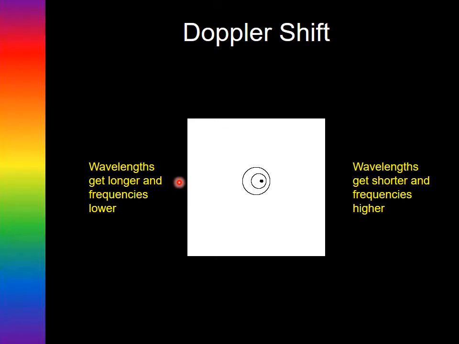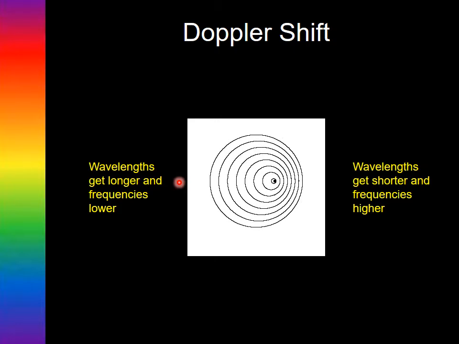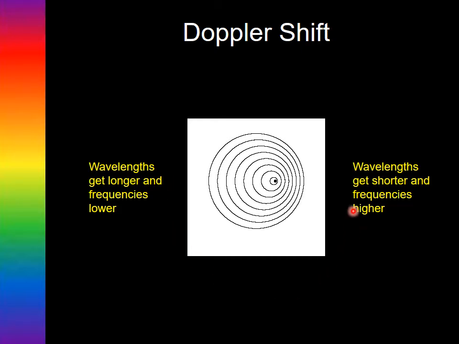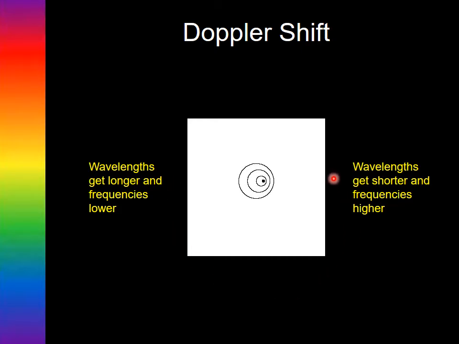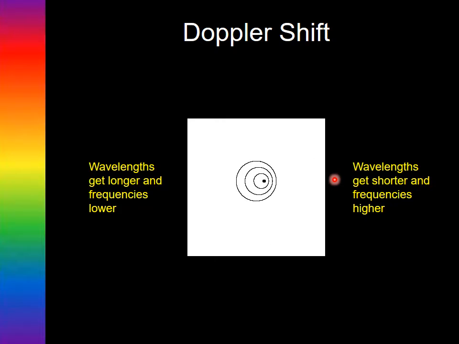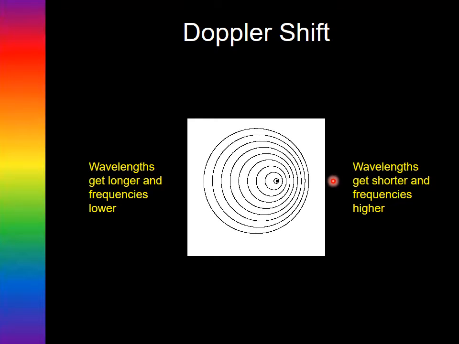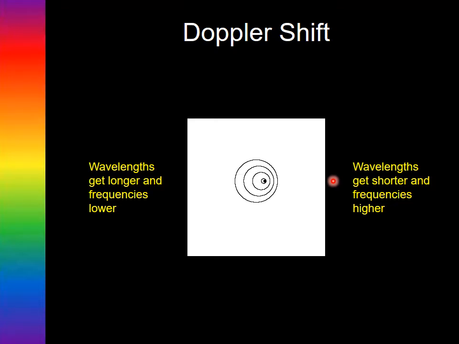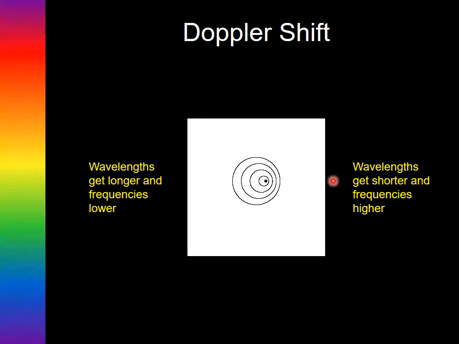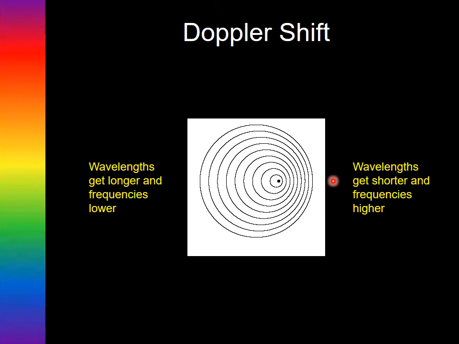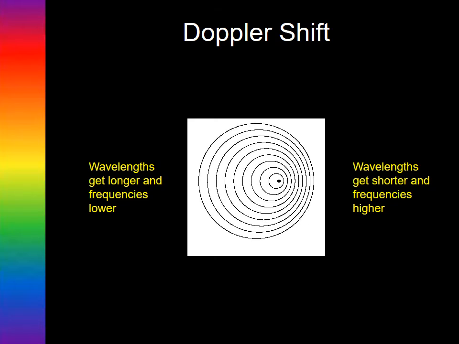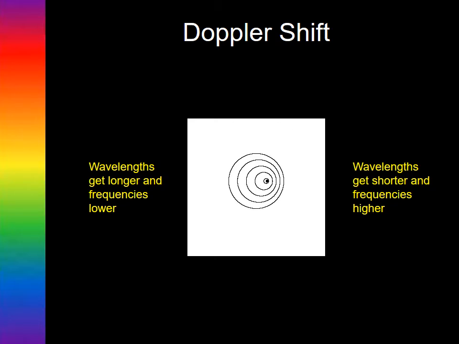And what happens is those wavelengths appear to be getting longer and longer, and therefore the frequencies are lower and lower. If you're on the other side and the star appears to be moving towards you, the wavelengths appear to be shorter, the frequencies higher. This means if the wavelengths are changing, the color is changing. If it's moving towards you, well, then it's getting shorter wavelengths and the star will look bluer. If it's moving away from you, the wavelengths are getting longer and the star looks redder.